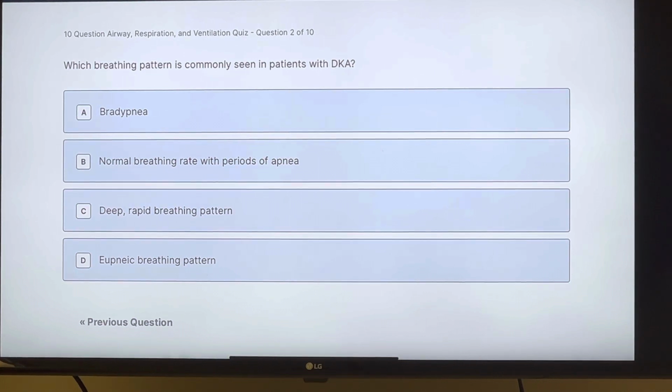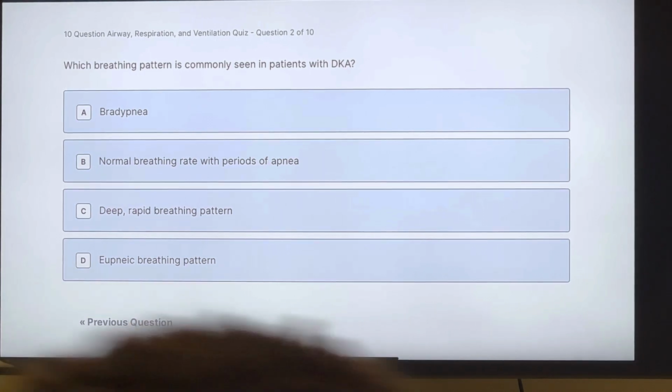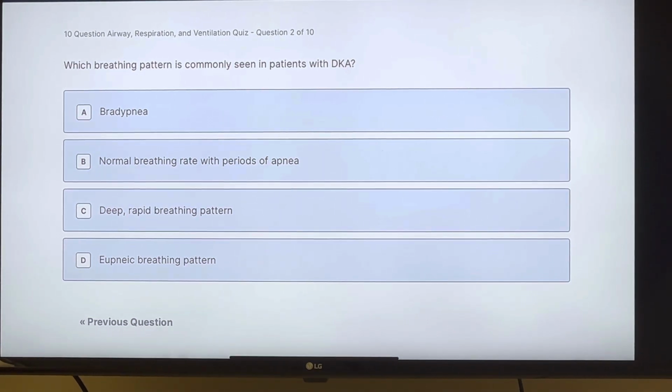Which breathing pattern is commonly seen in patients with DKA, which is diabetic ketoacidosis? A, bradypnea. B, normal breathing with periods of apnea. C, deep rapid breathing. Or D, eupnea, which is normal breathing pattern. Patients with diabetic ketoacidosis. DKA, yeah. That'd be either C or B, right?